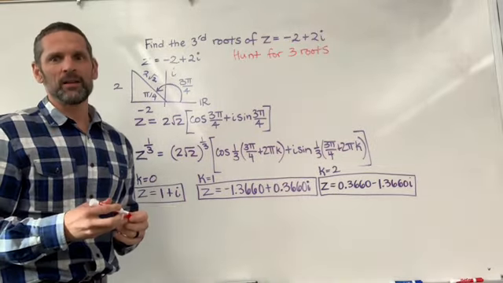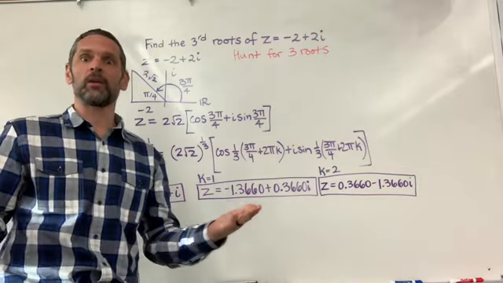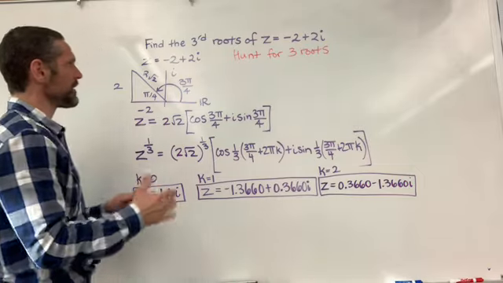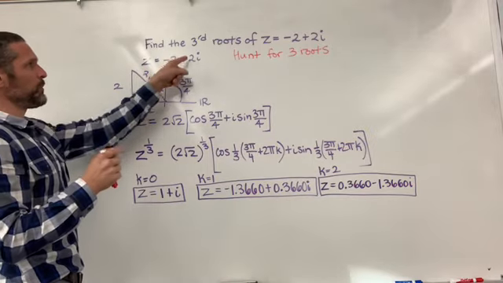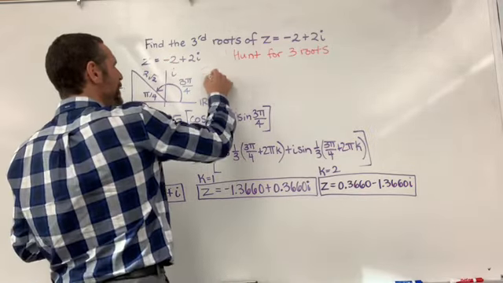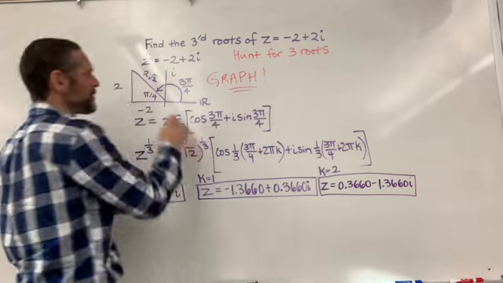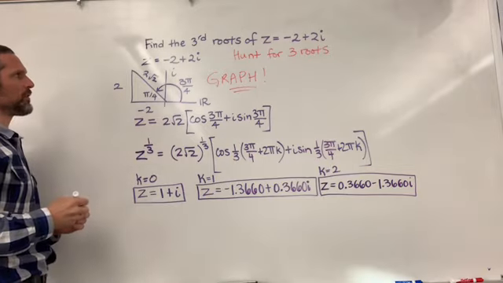Now, graphically, you'd find the x-intercepts as your real numbers. But if you're on a real number system, you're not going to see the imaginary solutions. So how do we find them? First, identify z as negative 2 plus 2i. And you must graph it. Graph it on this complex number plane with real on the horizontal axis and imaginary on the vertical.